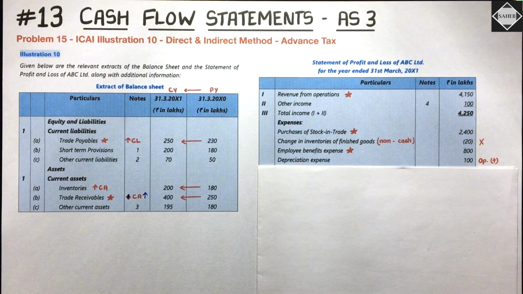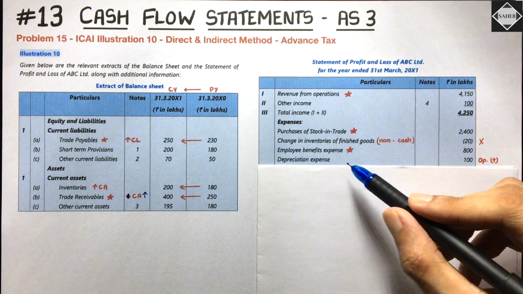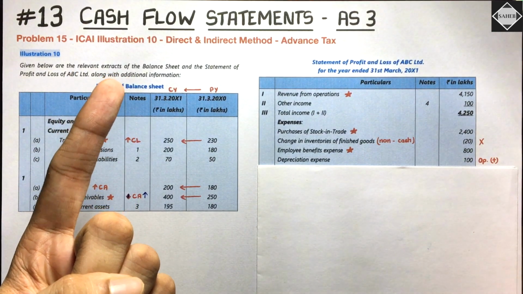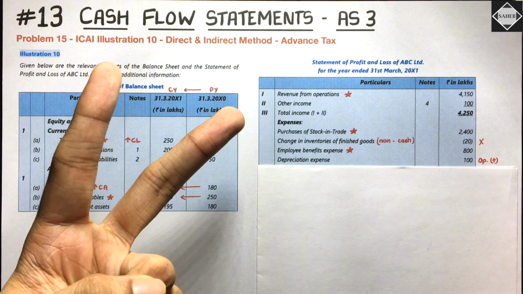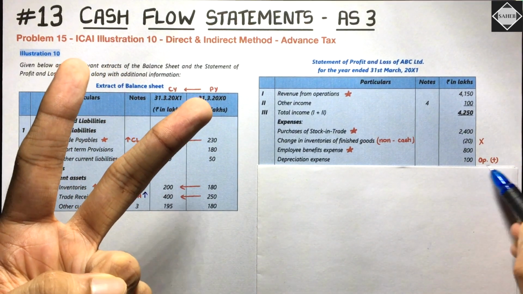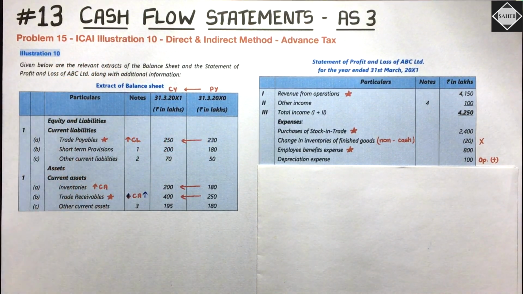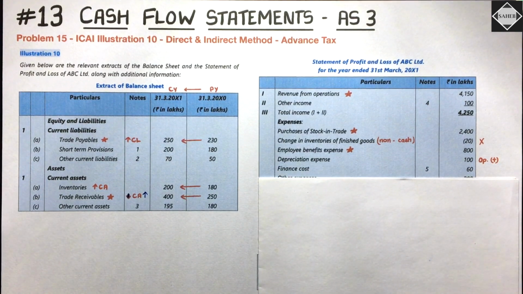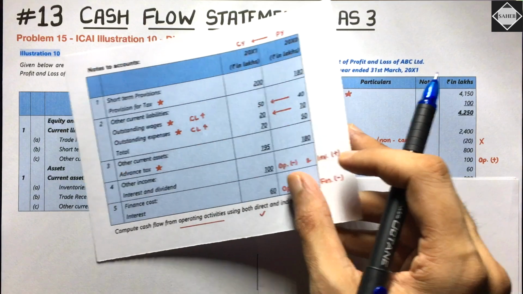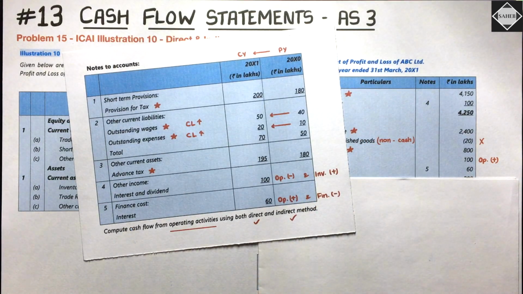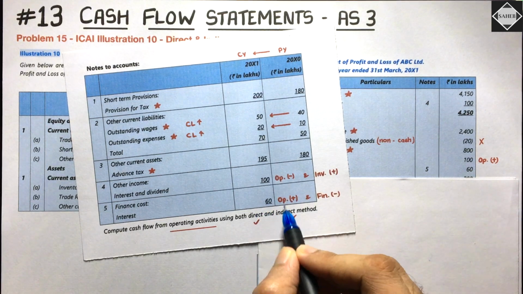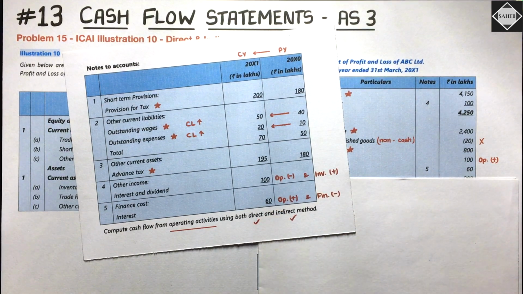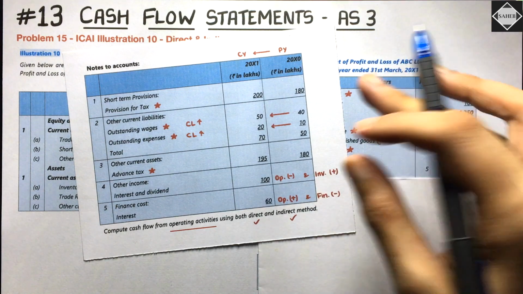Then we have depreciation expense. Regarding depreciation, what do we do in the direct method? Nothing. It's a non-cash thing. We don't do anything. But in the indirect method, we add it in operating activity. We reverse it. It's a non-cash item, right? Okay. Then we have finance cost, note number 5. Finance cost means expense, the interest, right? So it's an expense. What do you do with that? You reverse it first in operating activity by adding it, and then you subtract it in financing activity, the amount of interest actually paid.